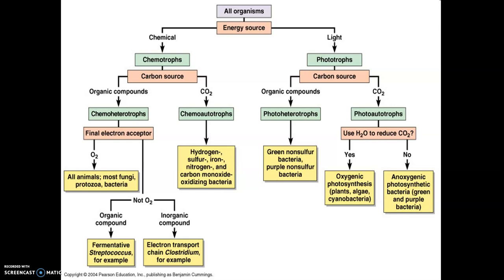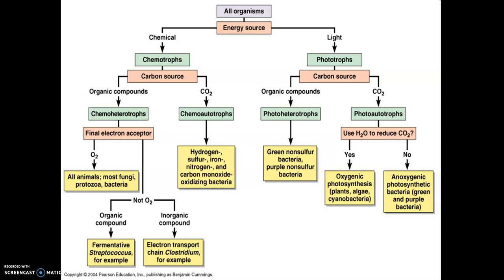Now we do the final electron acceptor thing. The final electron acceptor is part of the metabolic processes in the cell, and a lot of times that final electron acceptor is oxygen. That brings us to the little yellow box, which is kind of like our final answer. So who are the chemoheterotrophs that use oxygen? All animals, which includes humans, almost all fungus, lots of different types of protozoa, lots of different types of bacteria.